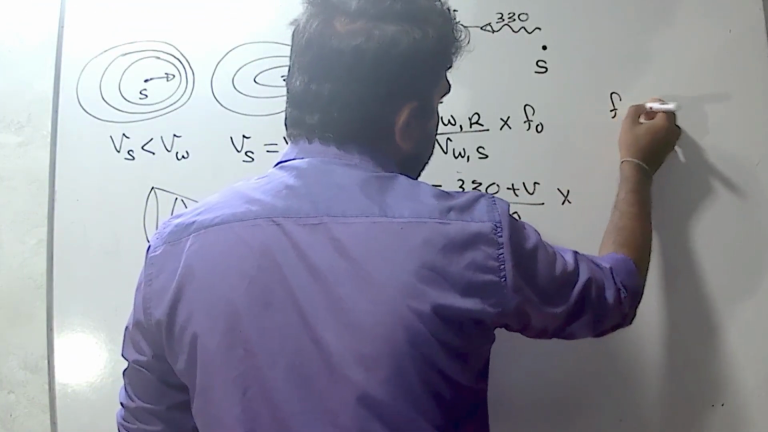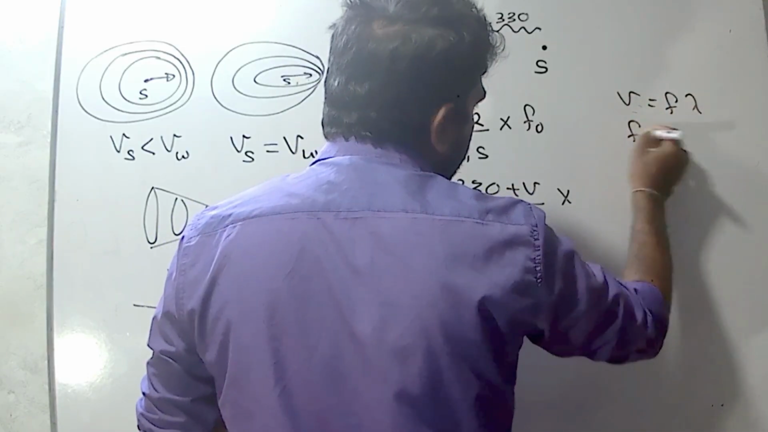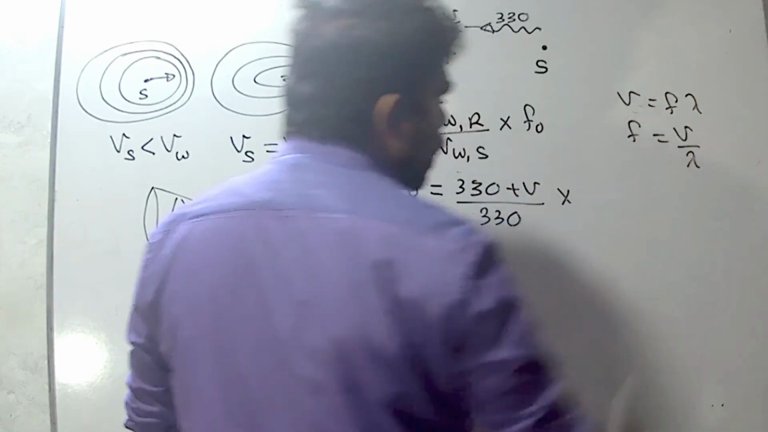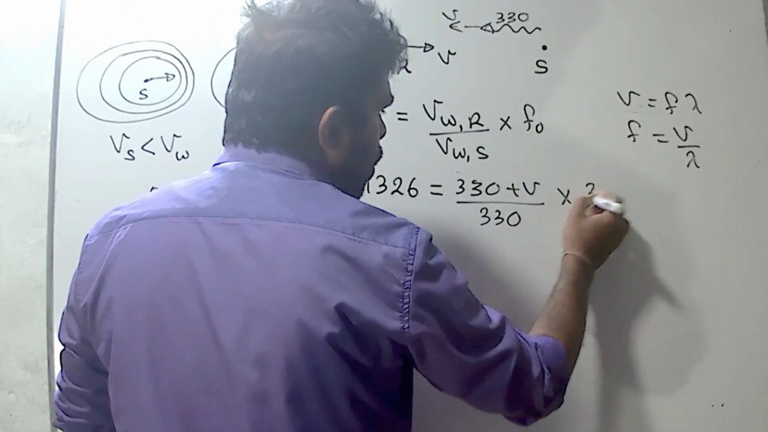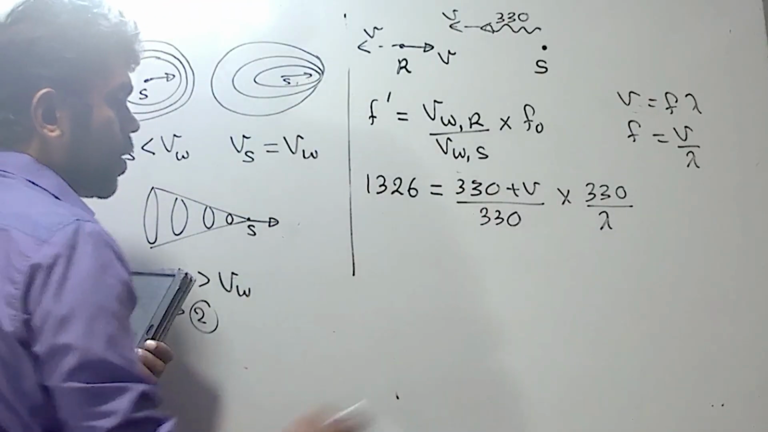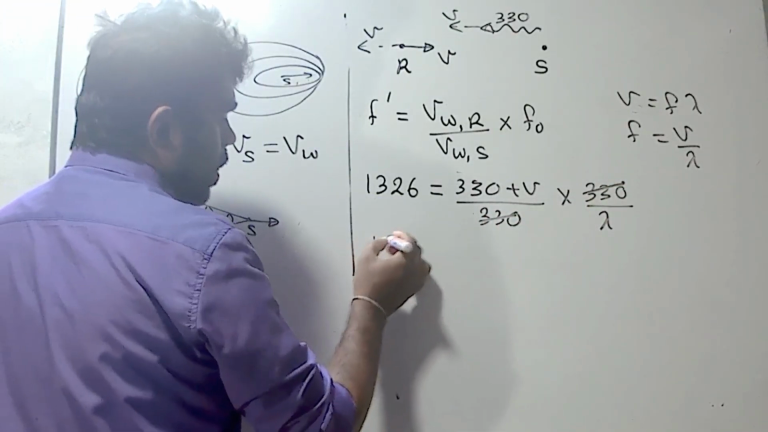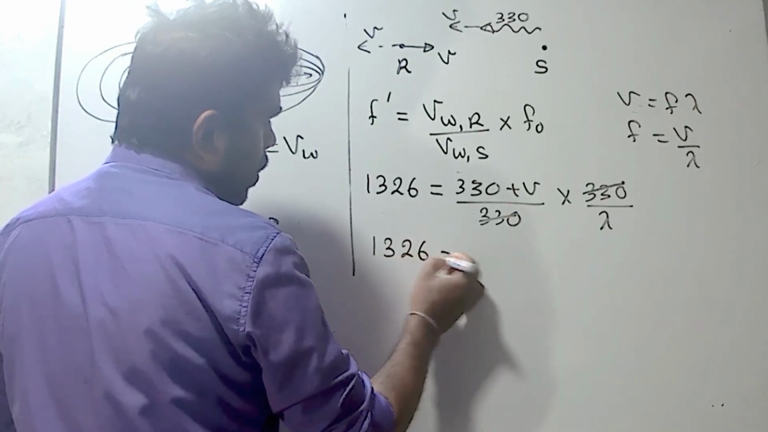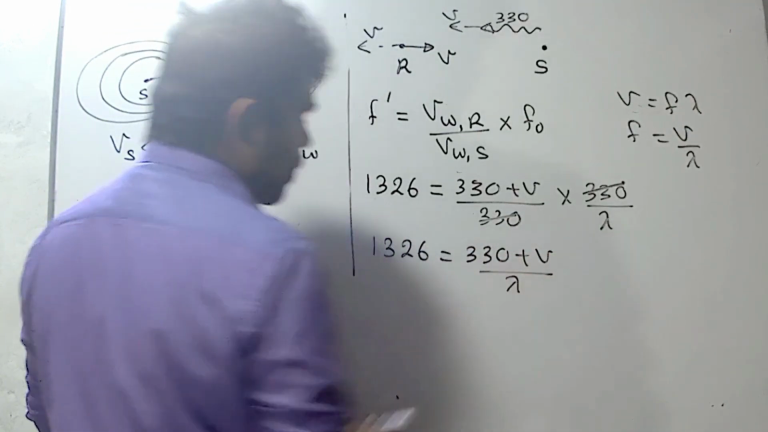I will substitute the real frequency as f. We know that v equals f lambda, then f equals v over lambda. We have to find the wavelength. Then I will substitute v over lambda; the velocity of sound is 330 divided by lambda. We can cancel out 330 and we get the first equation: 1326 equals 330 plus v divided by lambda.